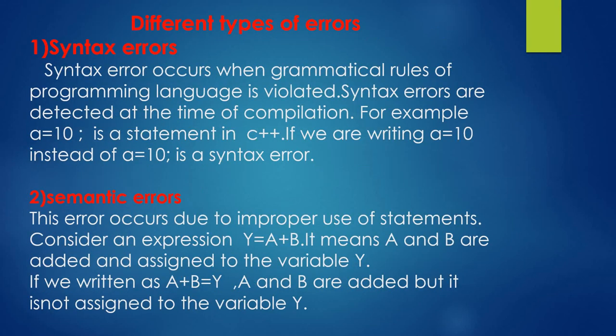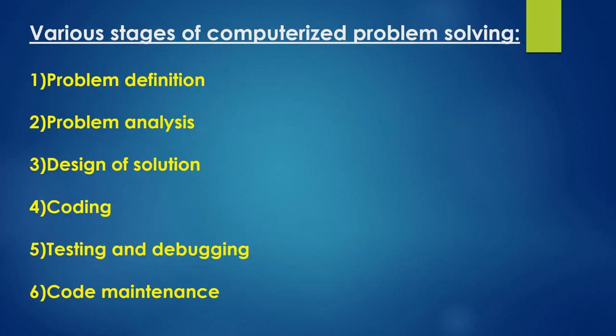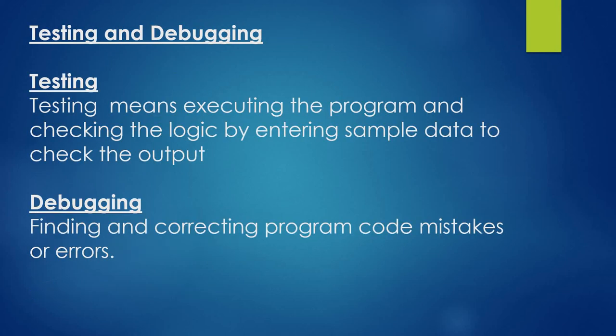Finding out the errors and correcting the errors is called debugging. After debugging the program, we need to test the program. Then what is testing? Testing means executing the program and checking the logic by entering sample data to check the output. That is testing.